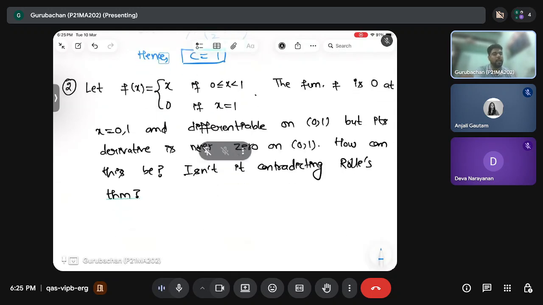So we are given that our function satisfies f of 0 is equal to f of 1, and it is differentiable on the open interval (0, 1). But its derivative is never 0 between 0 and 1. It has been asked whether this is possible, or whether it contradicts Rolle's theorem. So first think and answer it, then we will discuss whether it is correct or not.